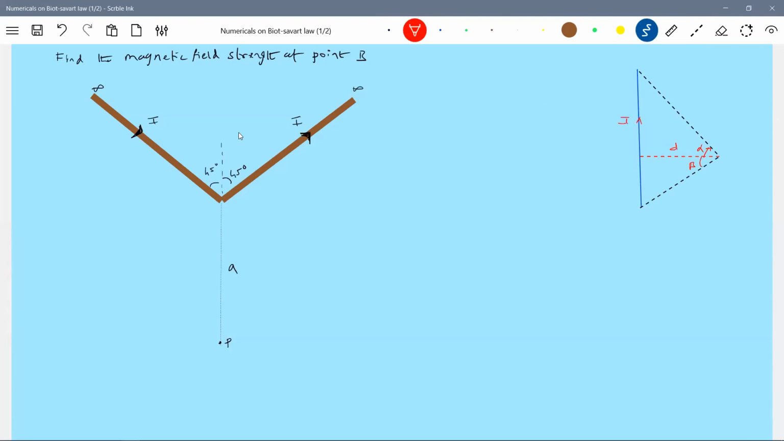Okay, there's a finite wire, with current in any direction. Let it be here. What are alpha and beta? Alpha is the angle made by the line joining the upper end and the point P with the perpendicular distance. And similarly, beta is the angle made by the line joining the lower end and point P with the perpendicular distance.